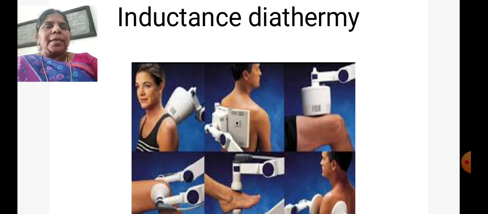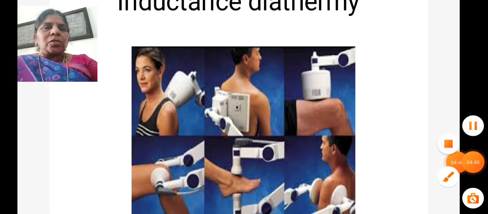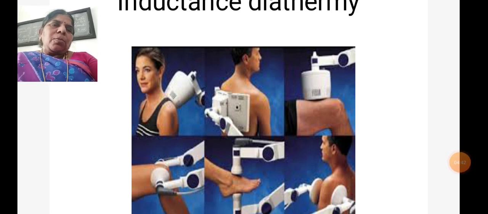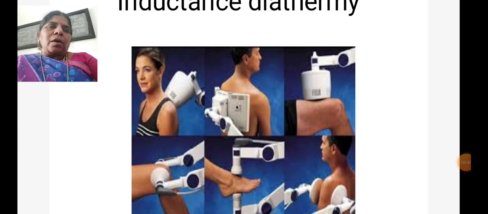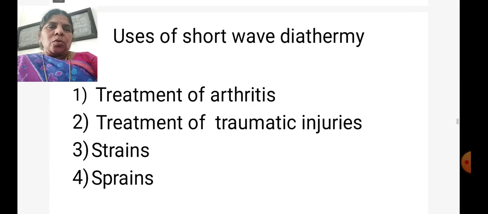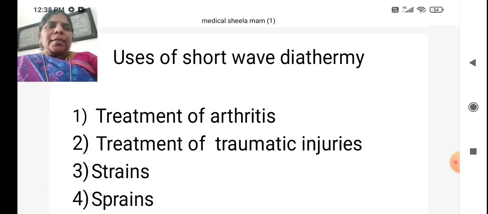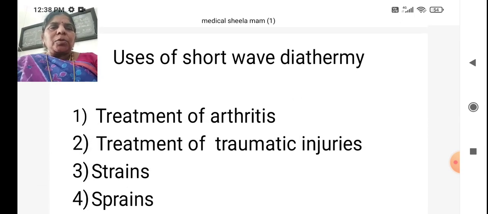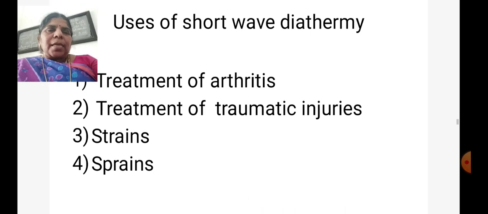Next is the inductance diathermy diagram. So these are the ways you can go for therapy in modern hospitals. The uses of shortwave diathermy are treatment of arthritis, treatment of traumatic injuries, strains and sprains.